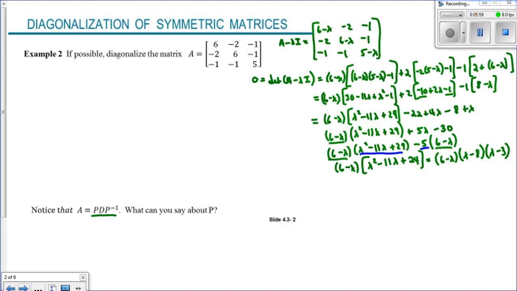Now we have our characteristic equation. Our eigenvalues are 8, 6, and 3. Now for each eigenvalue, we need to find the eigenvector.